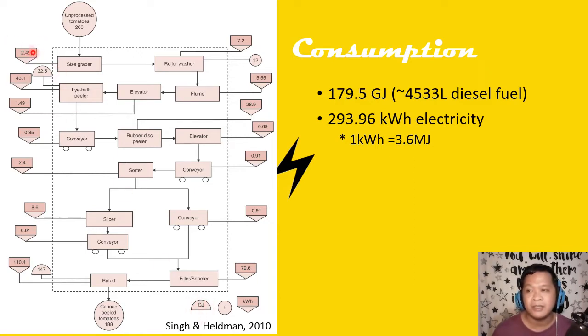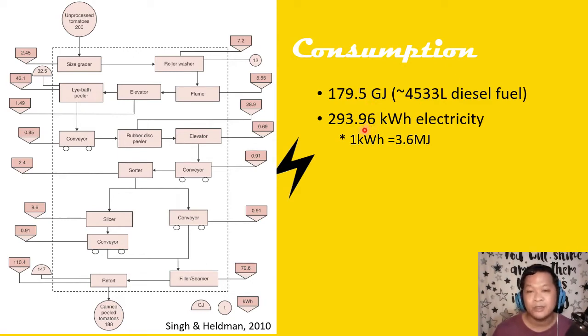So as you can see here, each process has a corresponding electrical power consumption, or a translatable amount of fuel for usually heating. Right, so we can see here that to process 200 tons of raw tomatoes into canned peeled tomatoes, you need roughly, in this case, 179.5 gigajoules of energy, amounting to around 4,500 liters of diesel fuel and 293.96 kilowatt hours of electricity.